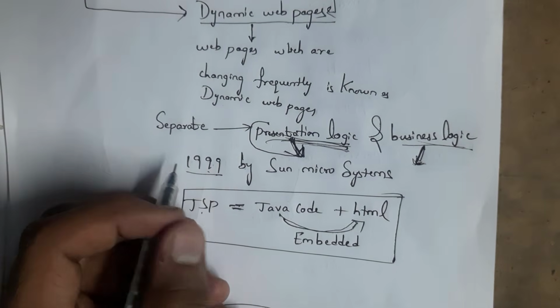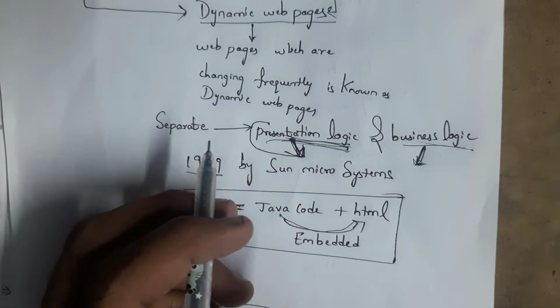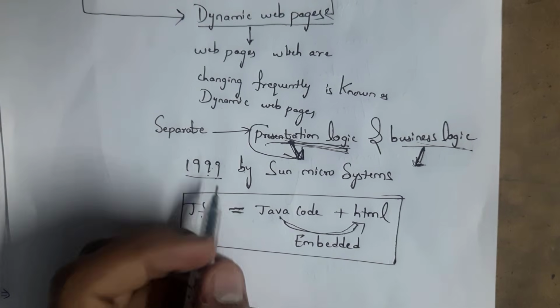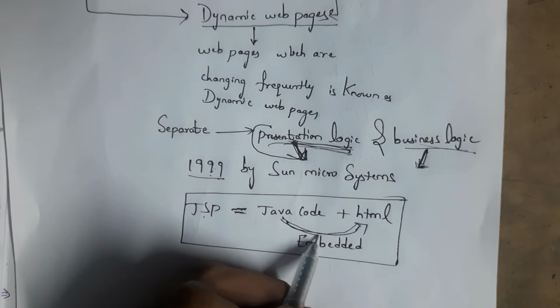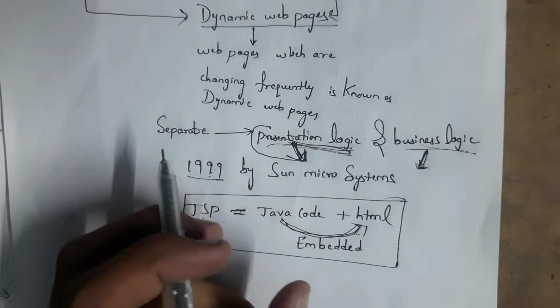JSP was released in the year 1999 by Sun Microsystems. JSP is a combination of Java code and HTML code, where we need to write Java code inside HTML. This is known as JSP.